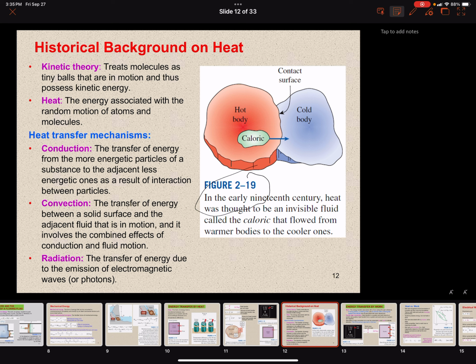Now we know that heat transfers in three main ways. Conduction, where energy moves through direct contact between particles. Convection, which happens when heat is carried by a fluid like air or water as it moves over a surface. And the last one is radiation, where energy is transferred through electromagnetic waves such as sunlight.